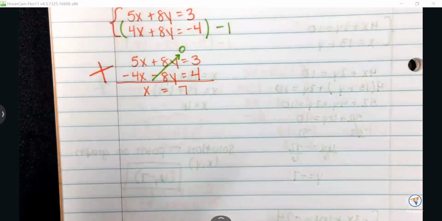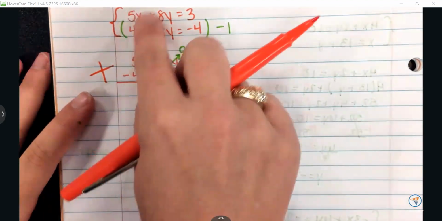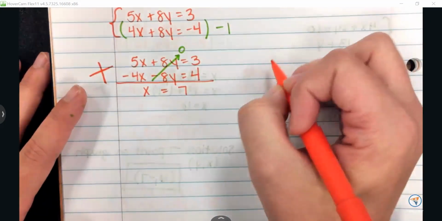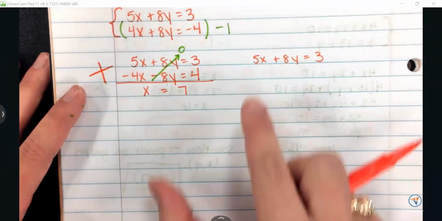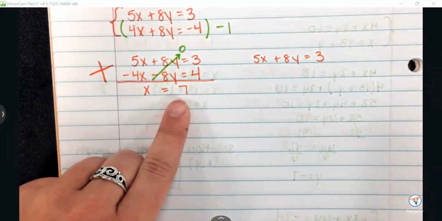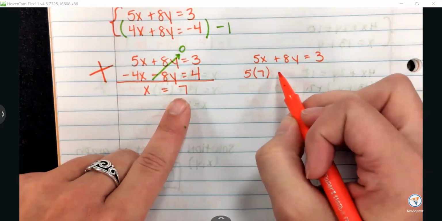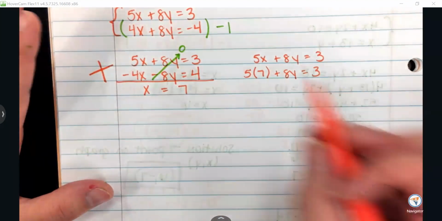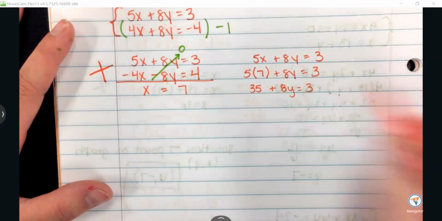And I can go plug it in to figure out what y equals. So you can use any equation. I'm going to use the first one because they're all positive numbers and I like positive numbers. So I have 5x plus 8y equals 3. What letter am I replacing? X. And what am I going to put instead of x? A 7. So I have 5 parentheses 7 plus 8y equals 3. 5 times 7 is 35 plus 8y equals 3.